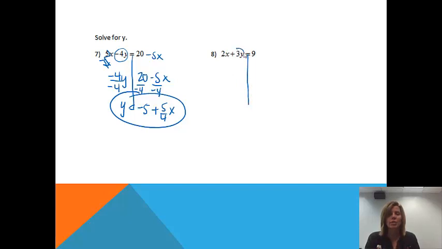All right, we're going to again solve for y. To get rid of the 2x, I'm going to do minus 2x to both sides. So those are gone. I'm going to get 3y, and on the right side I have 9 minus 2x.